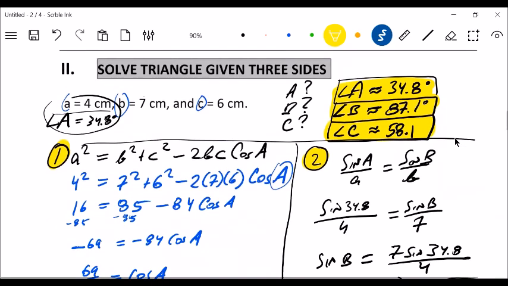Yeah, so now we have our answers. We've solved it because the three things we didn't have were all angles. We had the three sides, but we didn't have the angles.